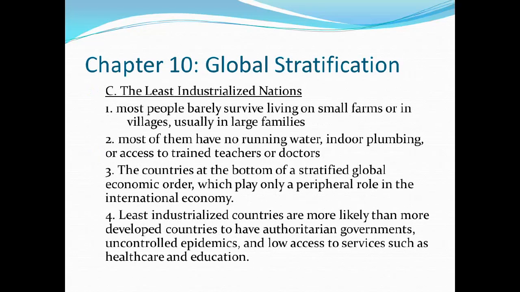For example, in these least industrialized nations, most people barely survive living on small farms or in villages, usually in large families. Most of them have no running water, indoor plumbing, or access to trained teachers or doctors. These countries are at the bottom of a stratified global economic order and play only a peripheral role in the international economy. And these least industrialized countries are more likely than more developed countries to have authoritarian governments, uncontrolled epidemics, and low access to services such as healthcare and education.